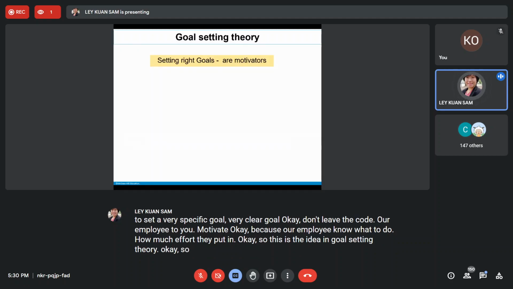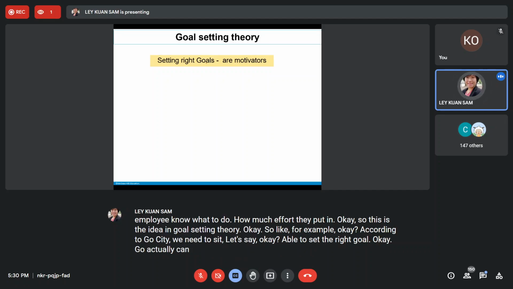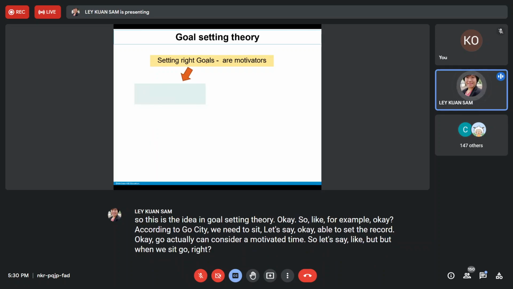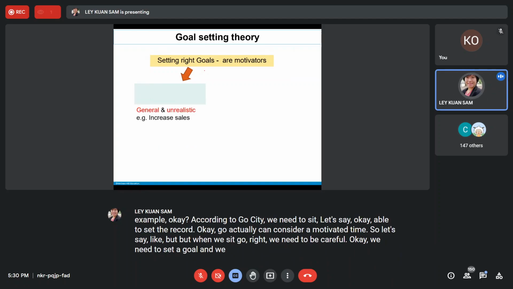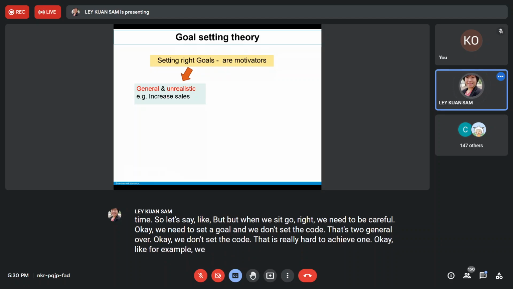For example, according to goal setting theory, if we are able to set the right goal, the goal can be considered a motivator. But when we set a goal, we need to be careful. We don't set a goal that is too general. We don't set a goal that is very hard to achieve. For example, we don't set it like this.